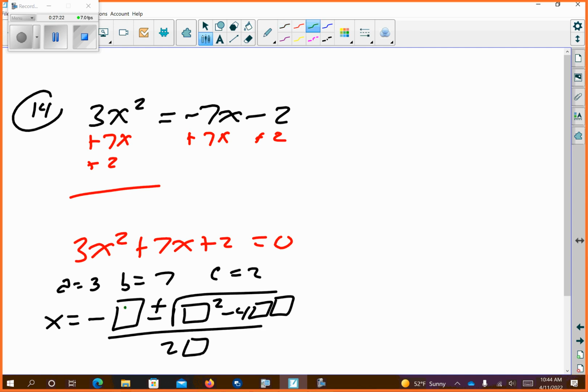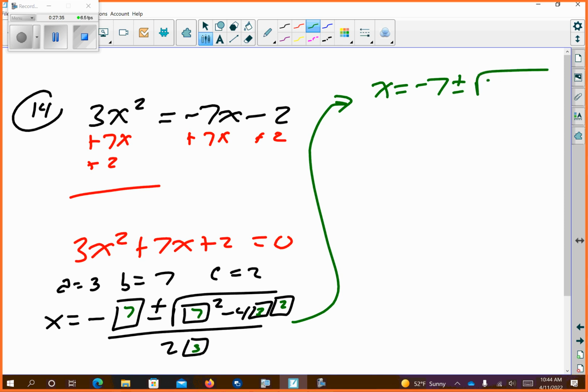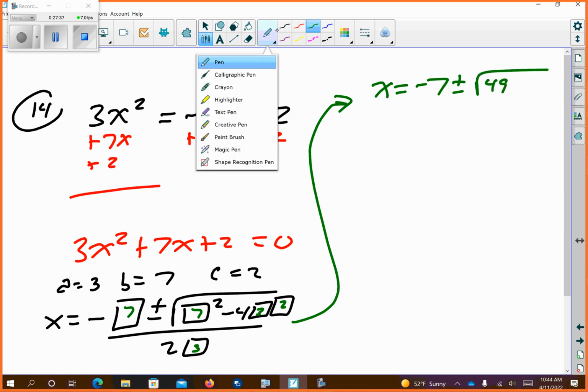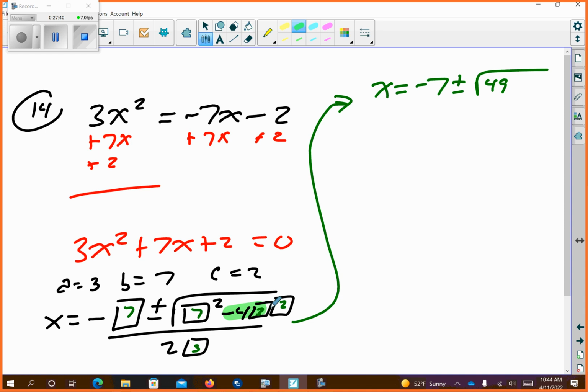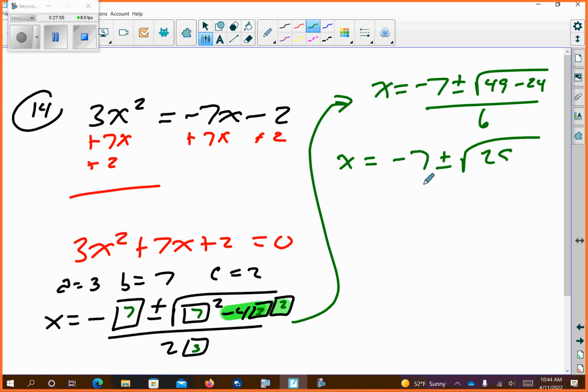And let's plug our values in. 7, 7, 3, 2, 3. So I'm going to get x equals, don't forget that it's negative 7 now, and I get 49. And let's do this. That's negative 24, or negative 12, negative 24, over 6. So x equals negative 7 plus or minus 49 minus 24 is 25. What's the square root of 25, my friends? 5.